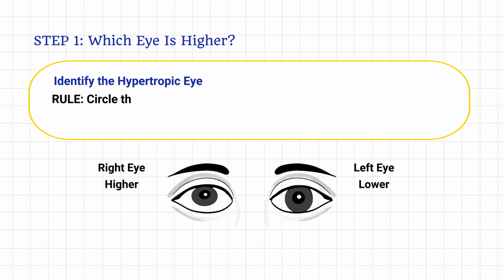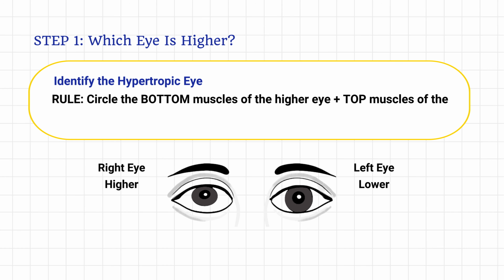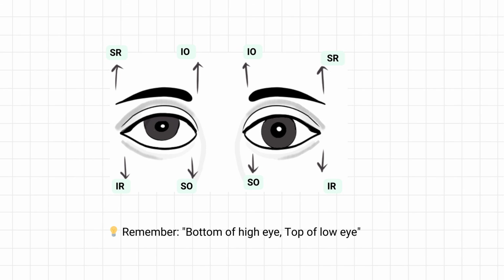Once you identify the hypertropic eye, you circle the bottom muscles of the higher eye and circle the top muscles of the lower eye. By bottom and top, I mean this with reference to the cyclovertical diagram. I hope you have drawn it in your notebooks. So let's do that together.